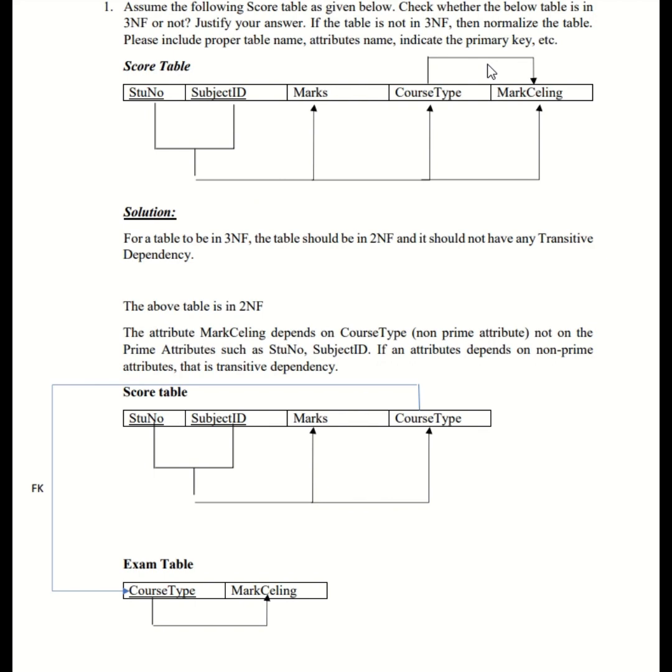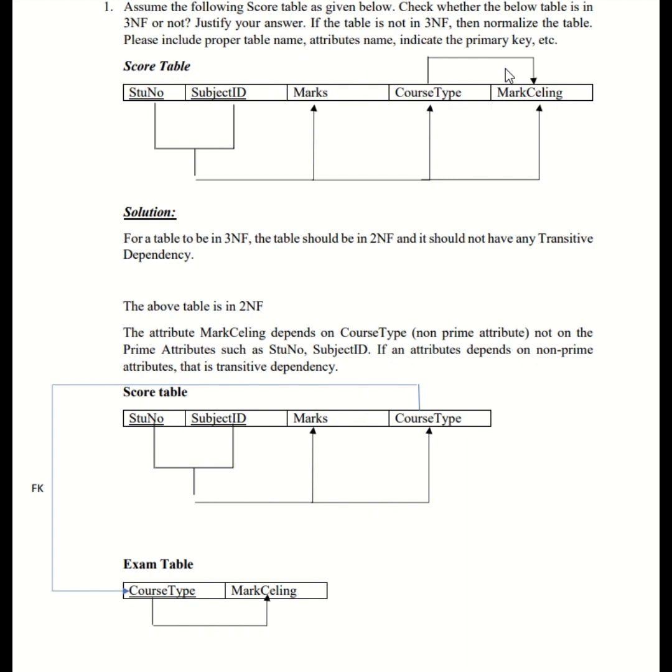Okay, so A derives B and B derives C. That means in turn A derives C. Okay, so the presence of transitive dependency concludes that this table is not in third normal form. Obviously, it's not in third normal form. Okay. So the question says you just normalize the table. So how do we normalize the table? We just now say that course type uniquely determines the mark ceiling.